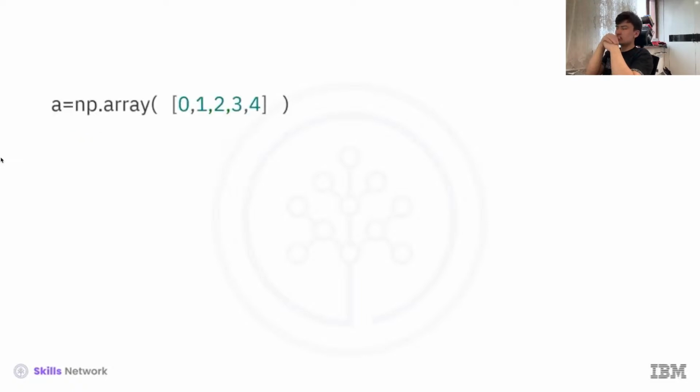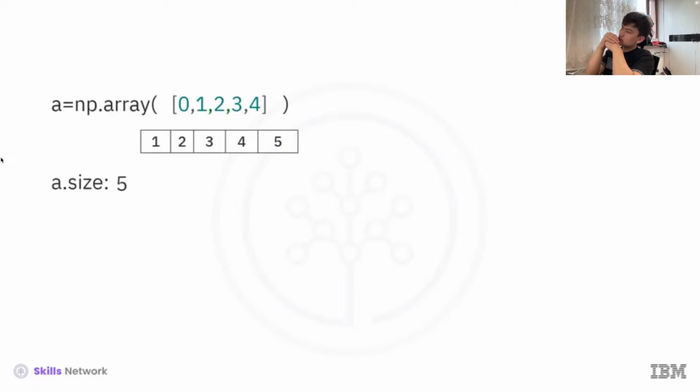Let's review some basic array attributes using the array A. The attribute size is the number of elements in the array. As there are 5 elements, the result is 5. The next 2 attributes will make more sense when we get to higher dimensions, but let's review them. The attribute ndim represents the number of array dimensions or the rank of the array, in this case 1. The attribute shape is a tuple of integers indicating the size of the array in each dimension.